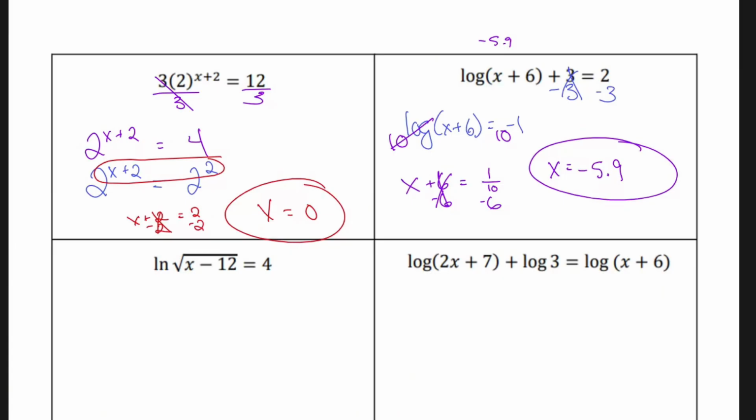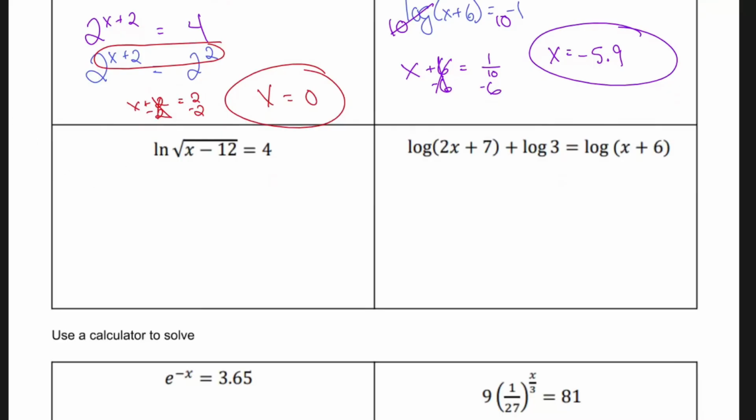This one, I like it. First off, let's rewrite it as ln of x minus 12 to the 1/2. What I can do is, since that 1/2 is there, I can bring that out front, make that 1/2 ln of x minus 12.